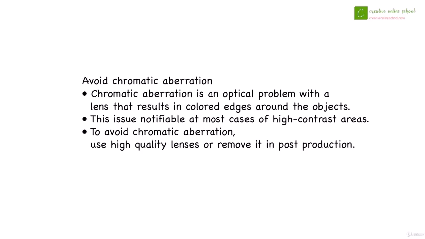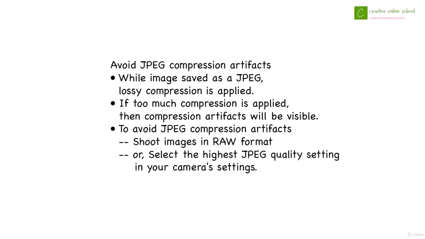Avoid chromatic aberration. Chromatic aberration is an optical problem with a lens that results in colored edges around objects. This issue is noticeable in most cases in high contrast areas, for example, edges of a tree against a sky. To avoid chromatic aberration, use high-quality lenses or remove it in post-production.